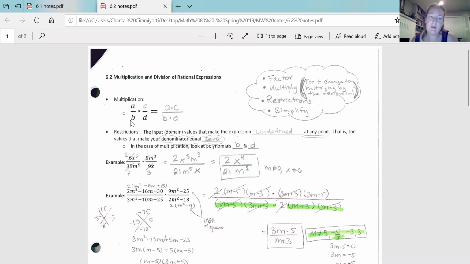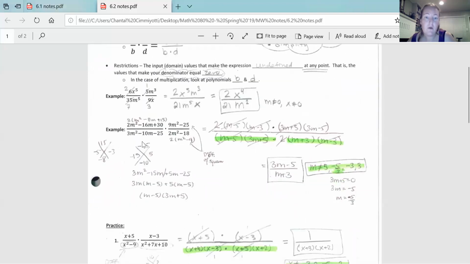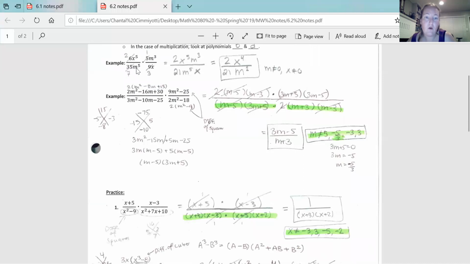So what would make this polynomial 0 won't make that polynomial 0. And then also we want to simplify our final answers. So we do that by canceling common factors. Again, restrictions are what makes the denominator 0. So here we have an example. We couldn't have m be 0 or x be 0.